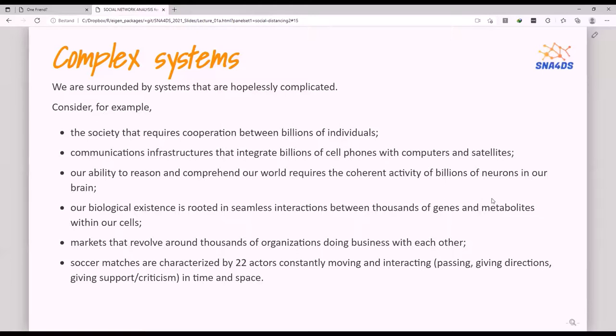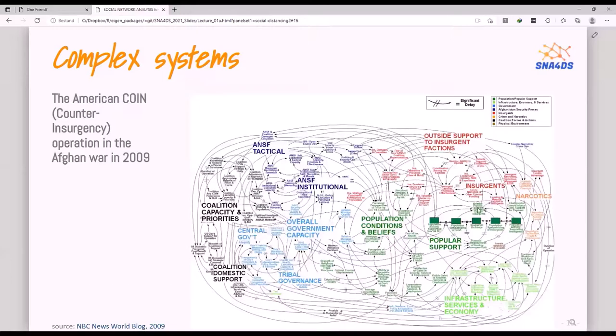So even a simple soccer match is actually a very complicated system. The fact that we are surrounded by those kinds of systems is something that drives, at least partly, the field of social network analysis. Every day when we turn on the television, we see all the violence that's going on in Afghanistan. This is a drawing that was made of the American counterinsurgency operation. This picture was made in 2009 to understand who interacts with whom on the ground in Afghanistan, just this part of what was going on at that time, the counterinsurgency activity of the Americans. Even there, it's incredibly complicated.